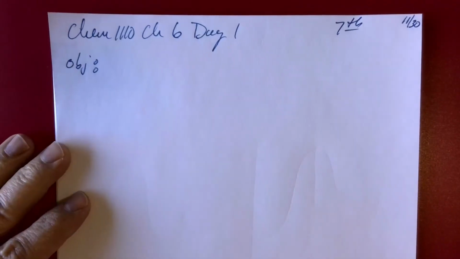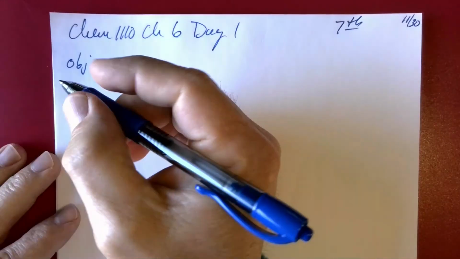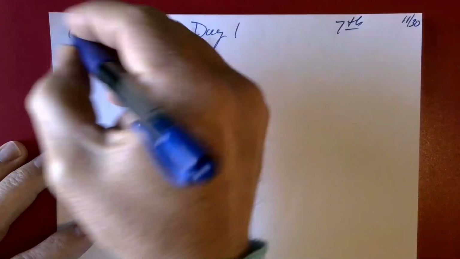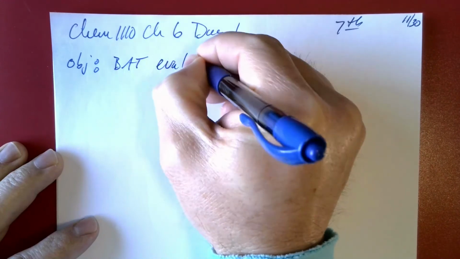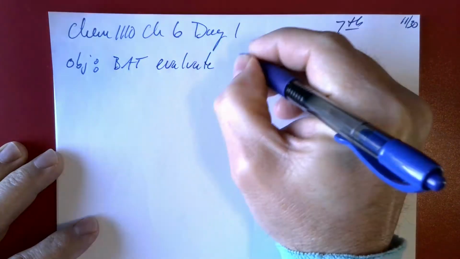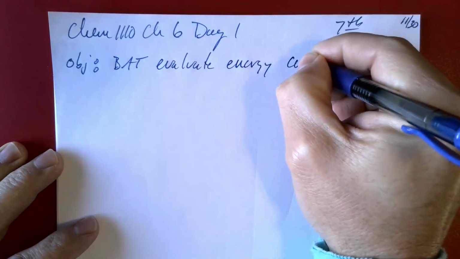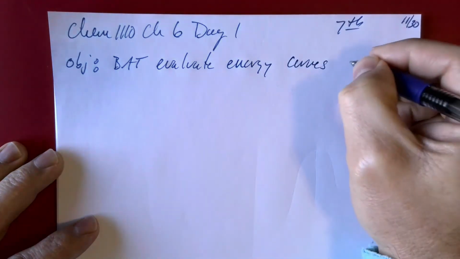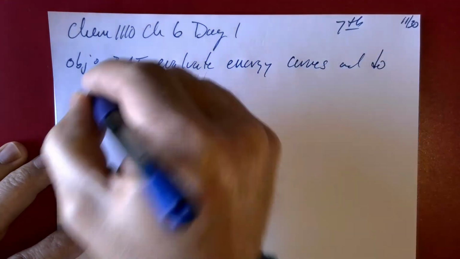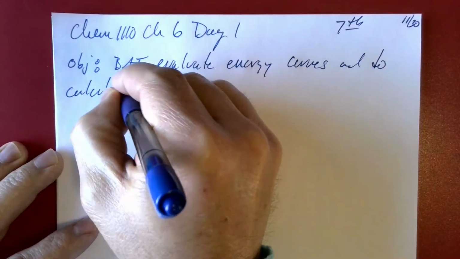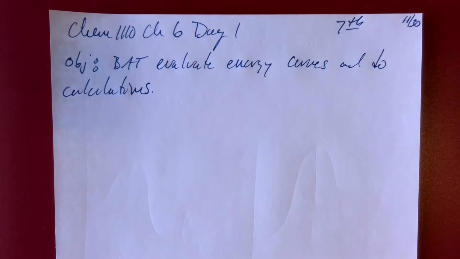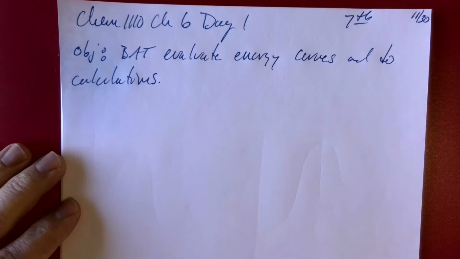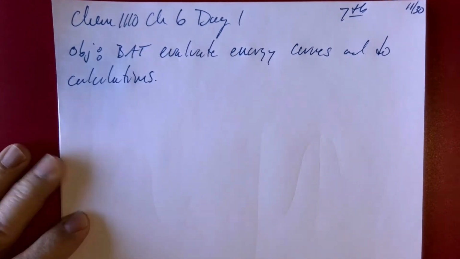This is going to be Chapter 6, Day 1. And our objective is going to be able to evaluate energy curves and do calculations. Now, our objective actually won't even come about until about the 30th minute, so you're just going to have to kind of bear with me while we get some background stuff taken care of.